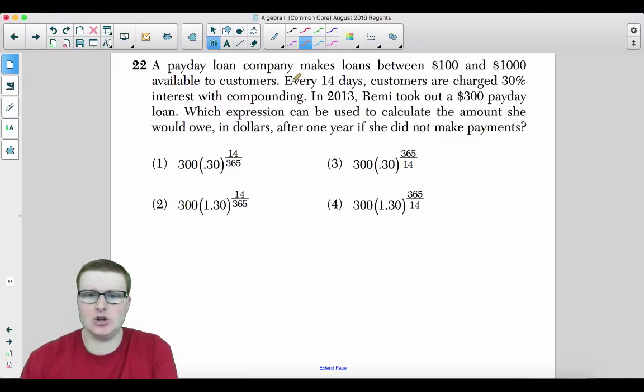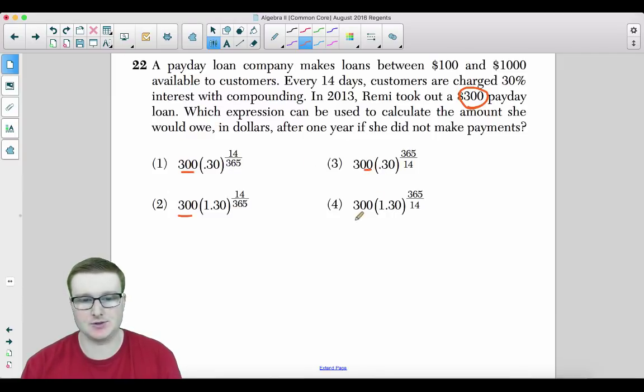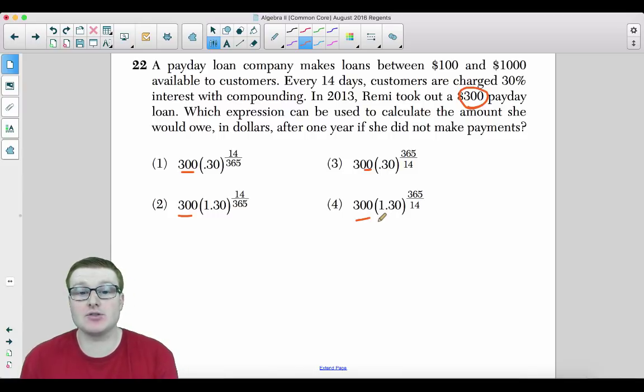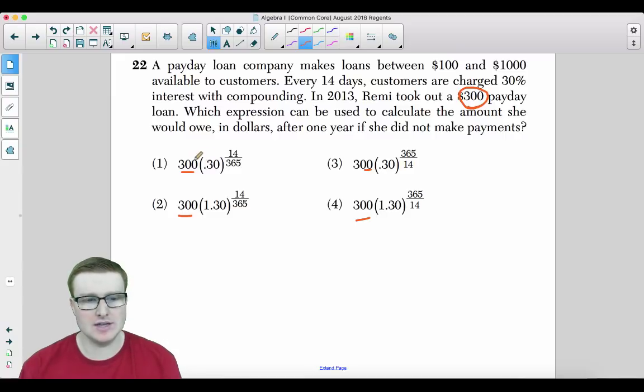So Remy took out $300, right? So that is your initial amount. Well, that doesn't help us because all of these are $300. Now, you should know by now, interest means that you're increasing in value. Not your interest, the bank is making money. Because if you take out a loan, the bank immediately charges you interest and they want their money. So they want to make a profit. Even though you took out $300, you're going to be paying a lot more than $300 back to the bank, called interest. So this decreasing stuff, no way.